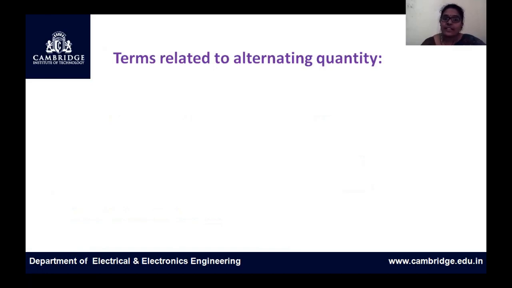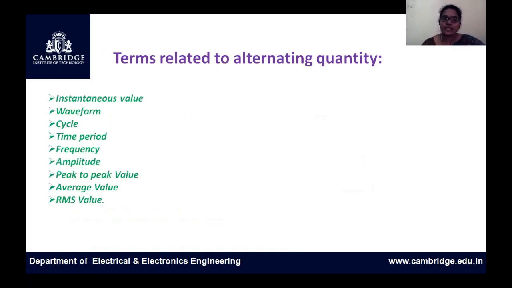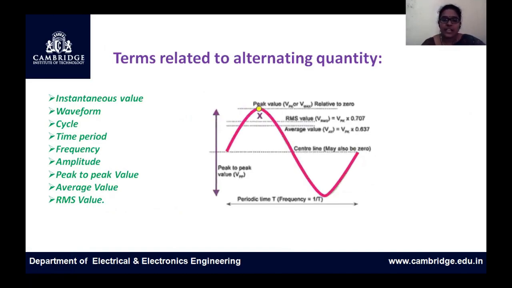Now, let us discuss the important terms related to the alternating quantity. These are the different terms we will be discussing: instantaneous value, waveform, cycle, time period, frequency, amplitude, peak to peak value, average value and RMS value. Here, I have just shown a simple sinusoidal wave.